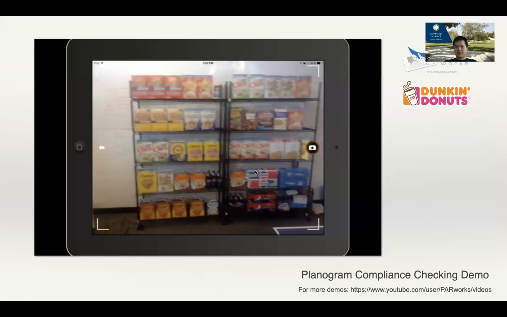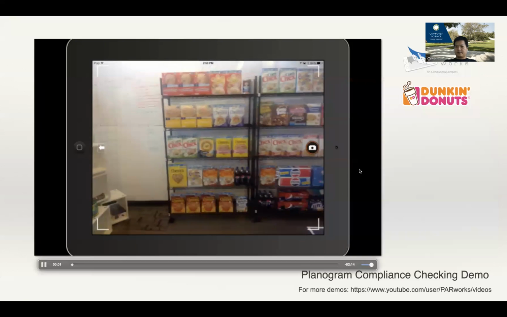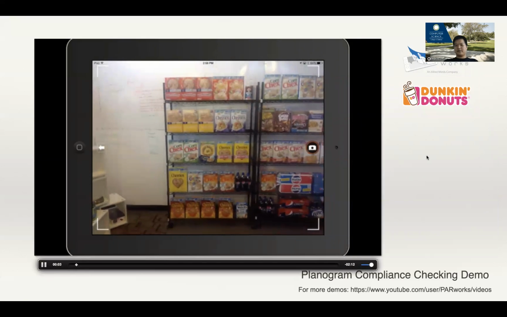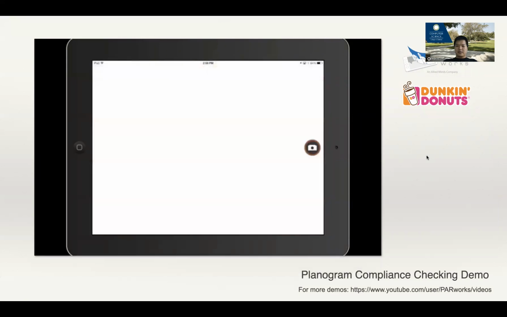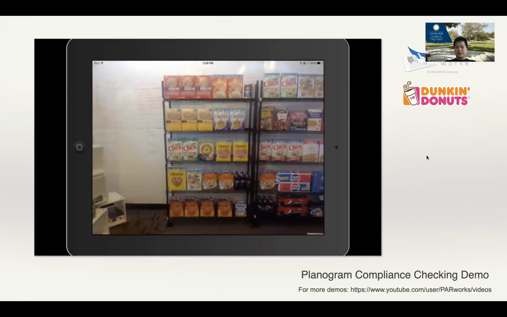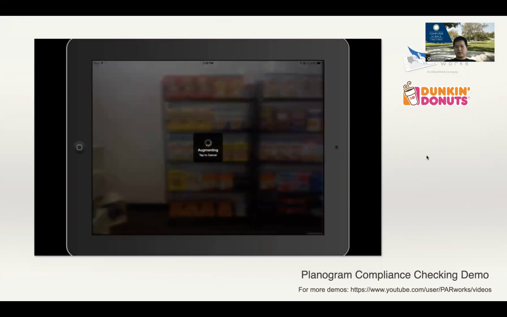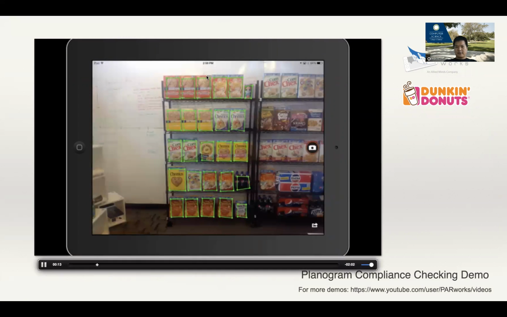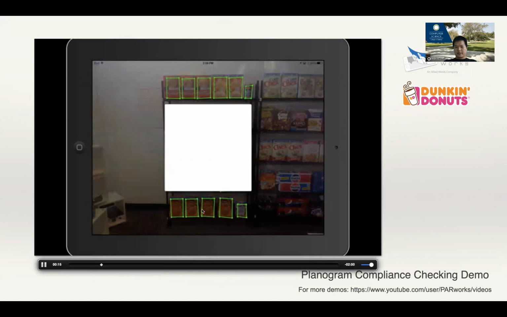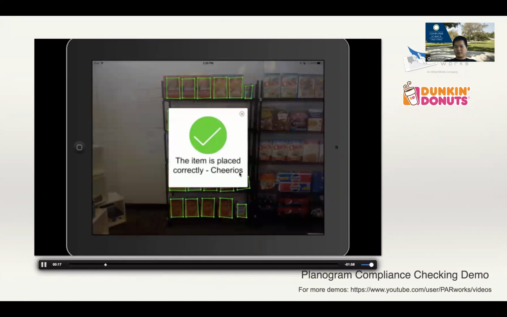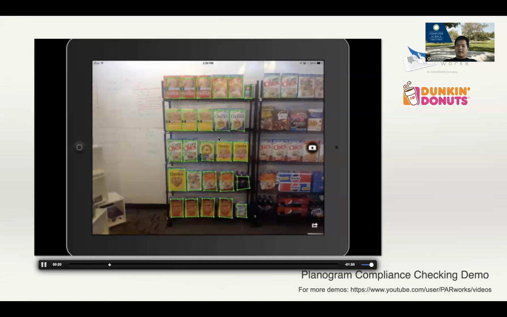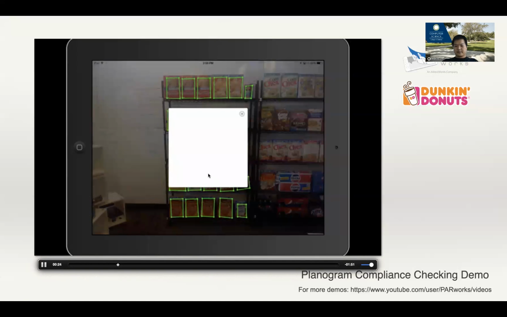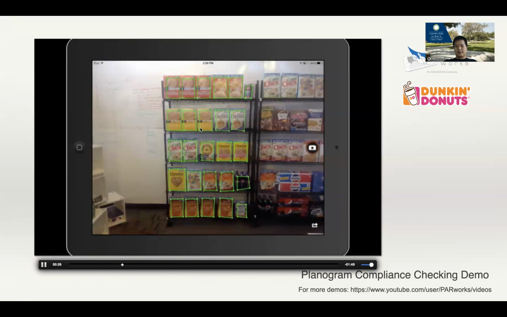Let me play this one again. This one is really technical. It has a lot of stuff going on here. This is the experiment we did in the office. You take a picture of this whole shelf, and as you can see, all these green boxes have been drawn on the cereal boxes. We use cereal boxes because that's what the demo for the Target example used. The green means that these items are placed correctly. If you click on an item, you can see the information.